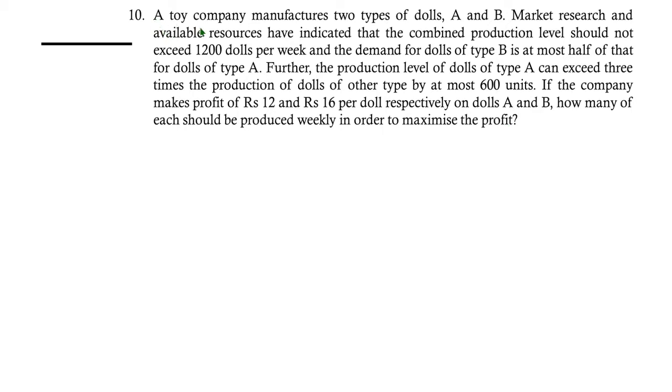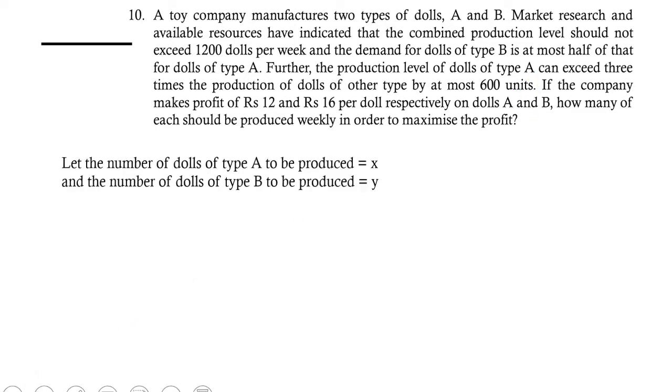So we have a toy company which manufactures two types of dolls A and B, and they have given that the company makes a profit of rupees 12 on doll A and rupees 16 on doll B. So we have to find how many of each should be produced weekly in order to maximize the profit. And the various constraints are given from this part to this part.